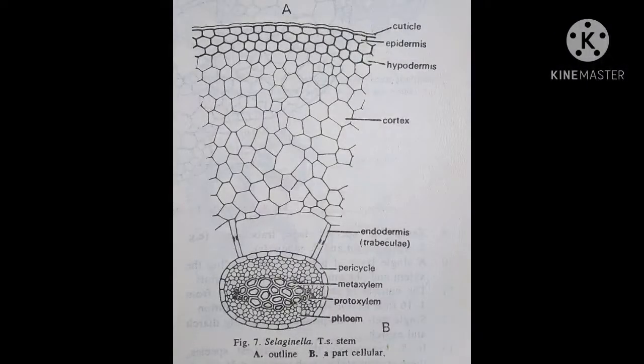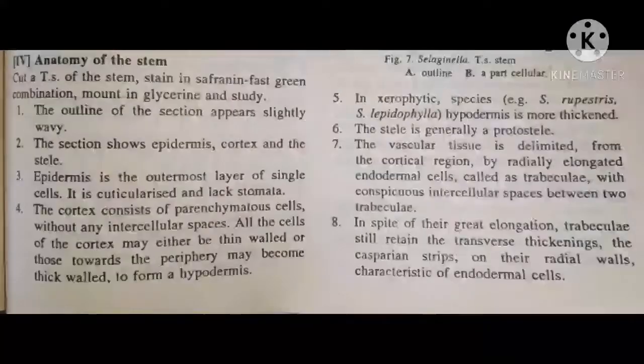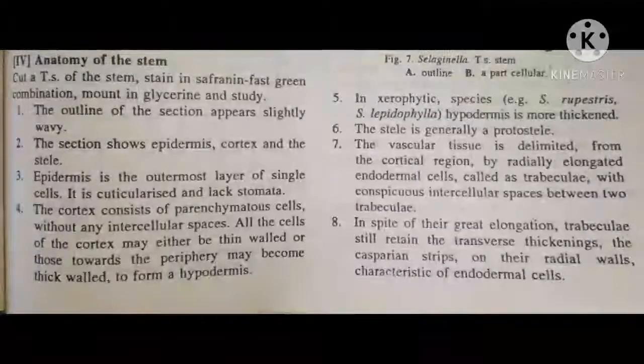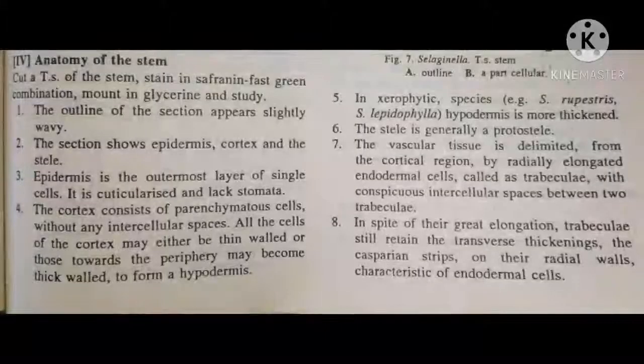The epidermis is the outermost layer, single cell thick, and it is somewhat cuticularized, and there is a lack of stomata. No stomata are present in the epidermis. Next to the epidermis, the cortex is differentiated into hypodermis and cortex. There are 2 to 3 layers of hypodermis.